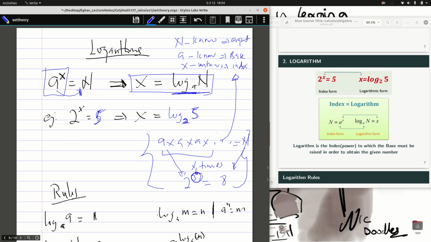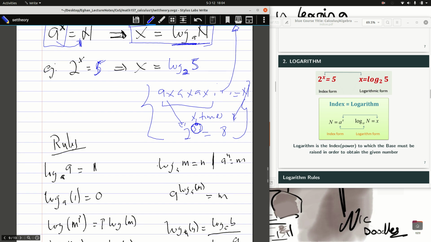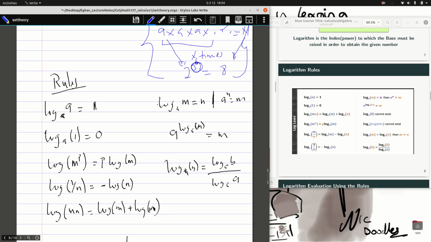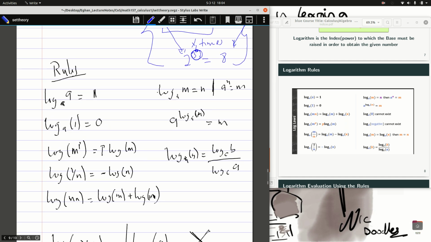The same way we looked at indices application with the rules, we have the same thing with logarithm. So let's look at the log rules. The first rule is that if I have the argument and the base being the same, it is simply 1. There are proofs for this. If you use your calculator, you can verify this. So the rule is, if the base and the argument are the same, the answer is 1.